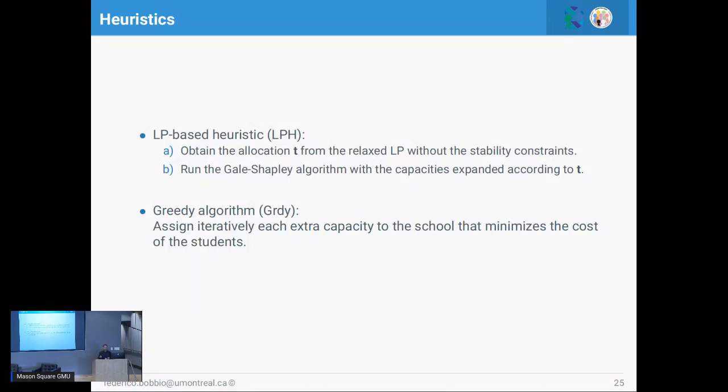The second heuristic is an iterative application of the deferred acceptance algorithm. Basically, we take one unit of budget at a time, and we allocate it accordingly to the best school that we get.